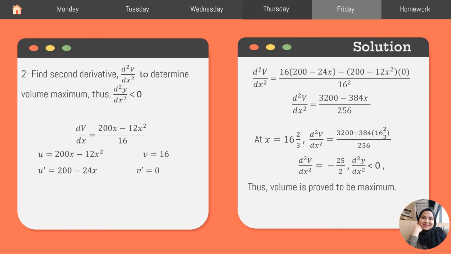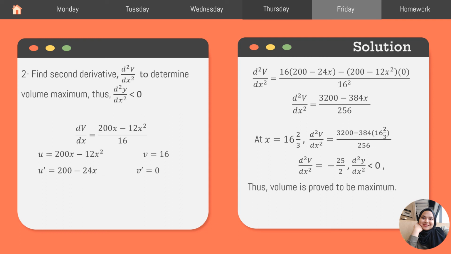In the problem statement, it is given that the volume of the cylinder is maximum, which means the second order derivative d squared V over dx squared is smaller than 0. Thus, to find the second order derivative, the differentiated volume dV/dx is again differentiated. To do that, we must use the quotient rule, where the numerator acts as u and the denominator acts as v. Then, differentiate accordingly and simplify. The simplified version of the second order derivative is displayed on the screen.